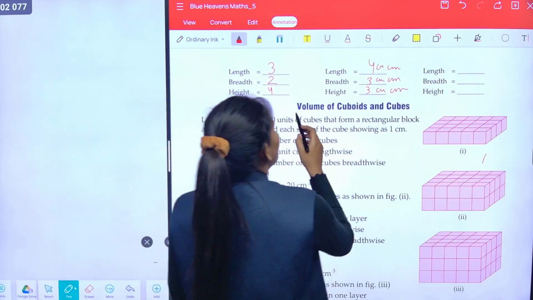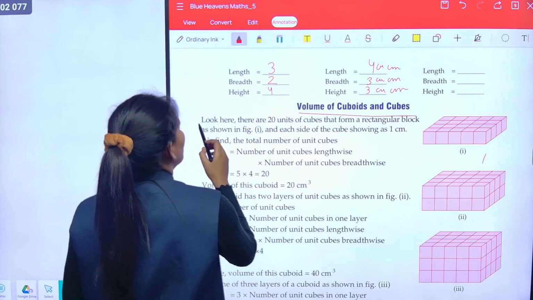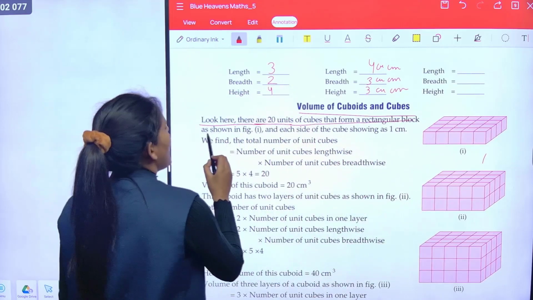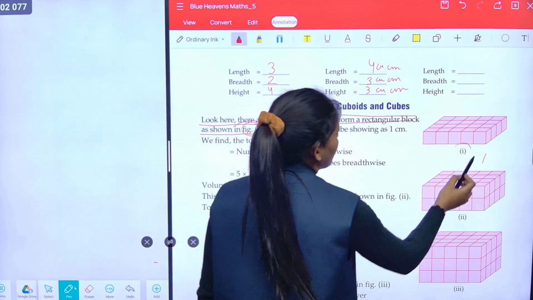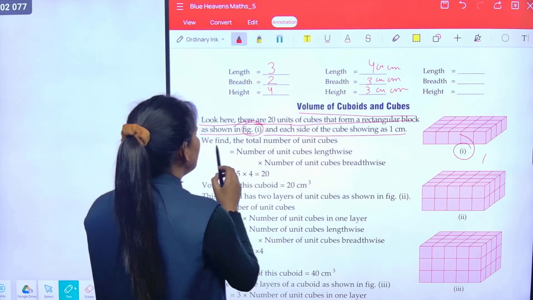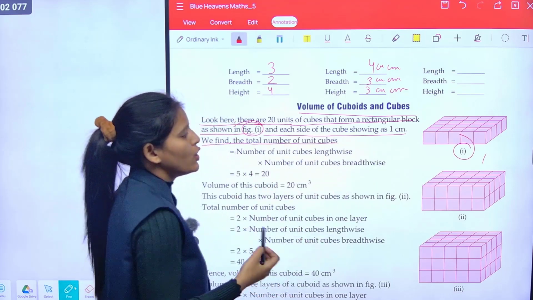Now, volume of cuboids and cubes. Look here, there are 20 unit cubes that form a rectangular block as shown in the first figure, and each side of the cube is 1 centimeter. We find the total number of unit cubes.